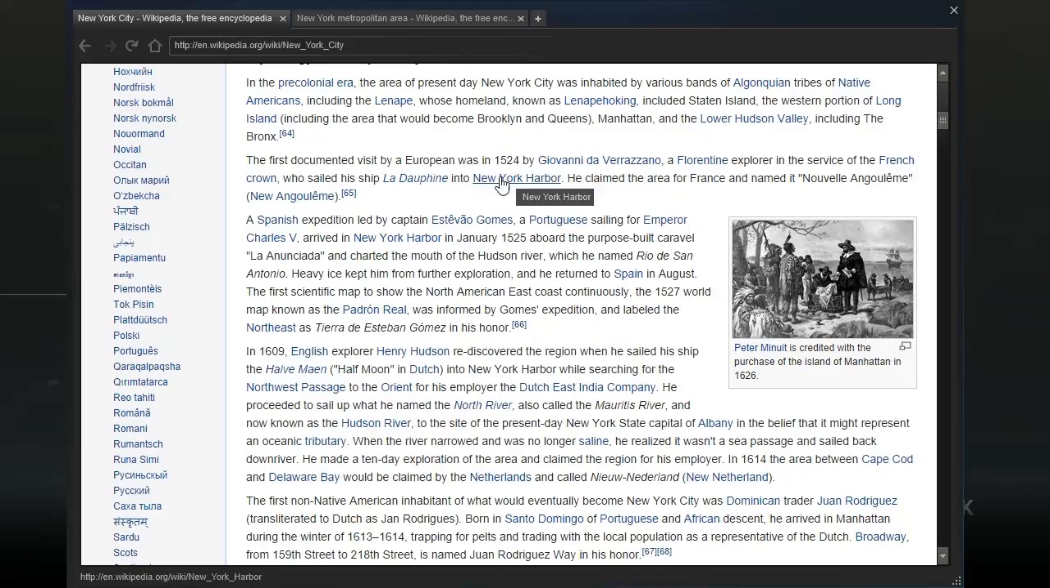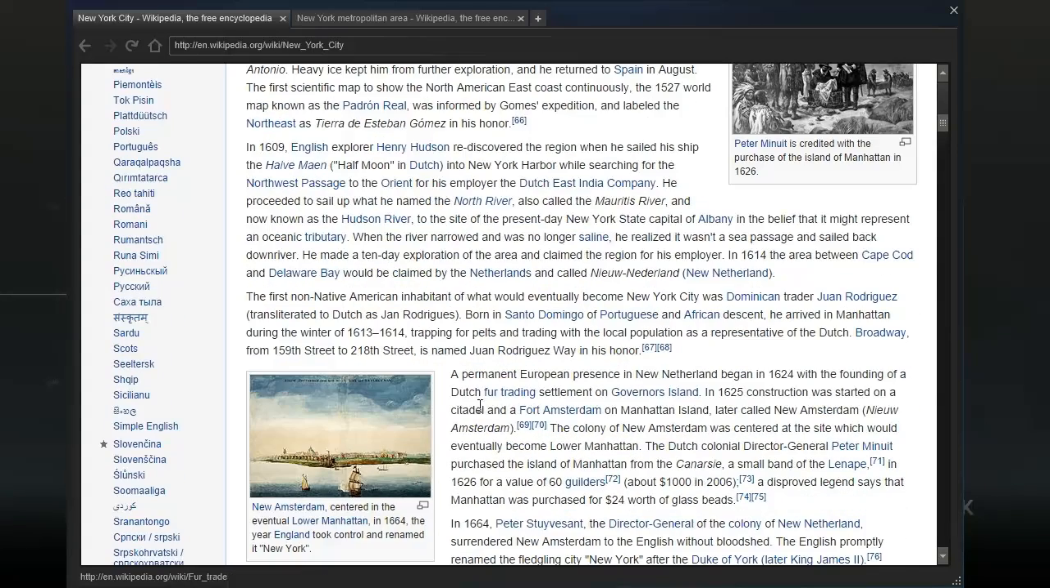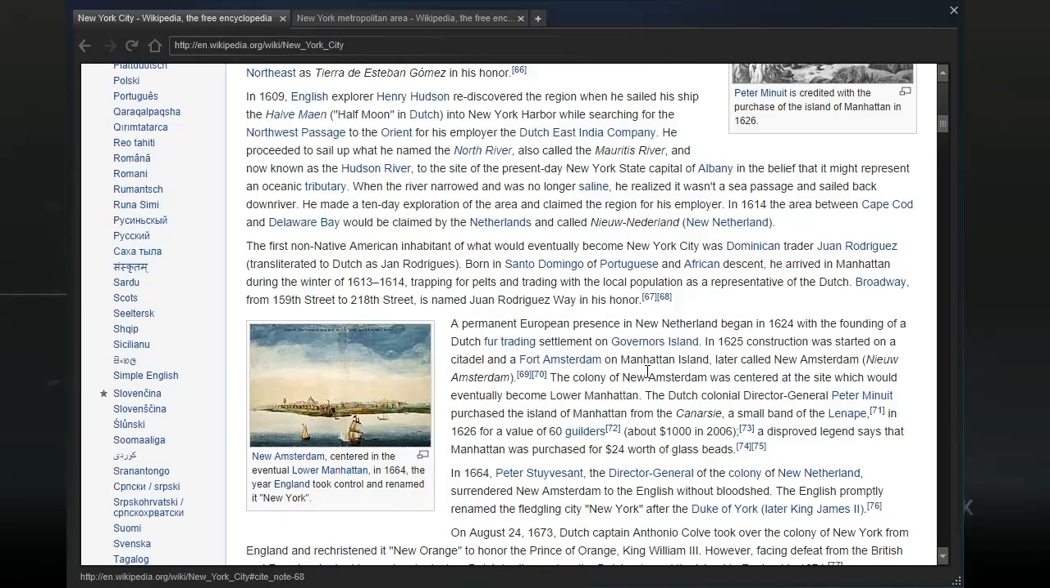Hold on, that's like 100 years after the Florentine guy. Trapping for pelts and trading with the local population as a representative of the Dutch. Broadway from 159th Street to 218th Street is named Juan Rodriguez Way in his honor.